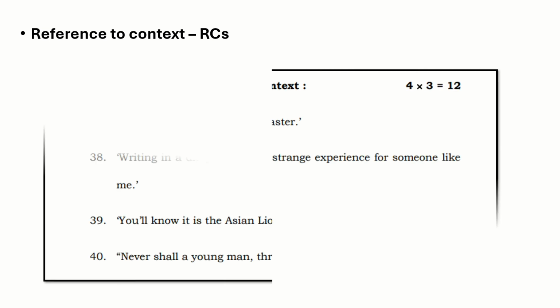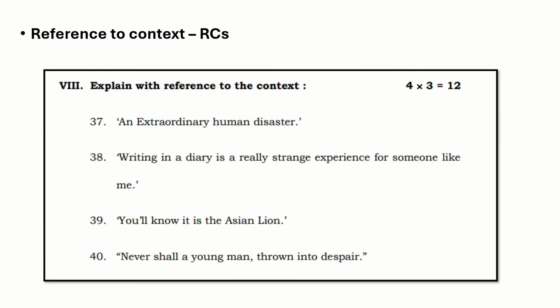As we move further to reference to context, also known as RCs, explain with reference to context. This is how it will appear in the question paper. You will have 4 questions and you will get 3 marks for each. Students should answer these questions.